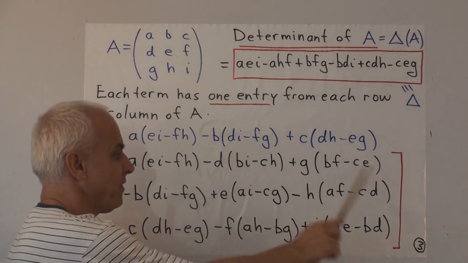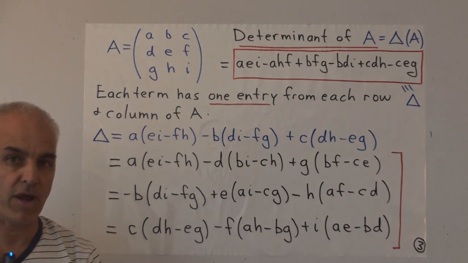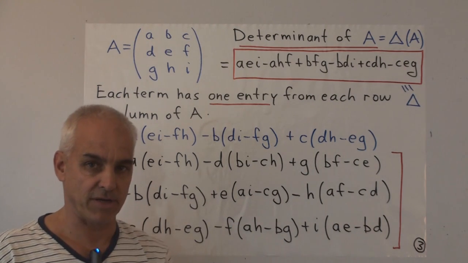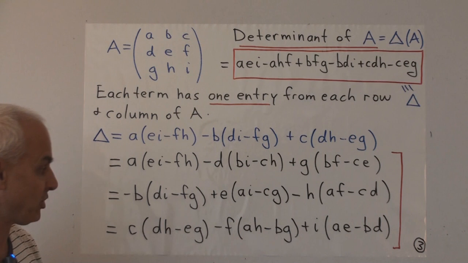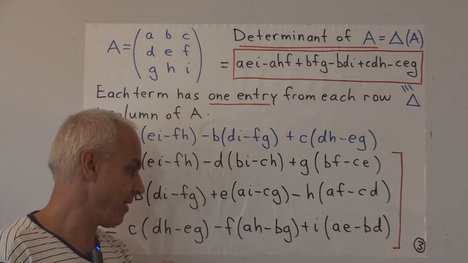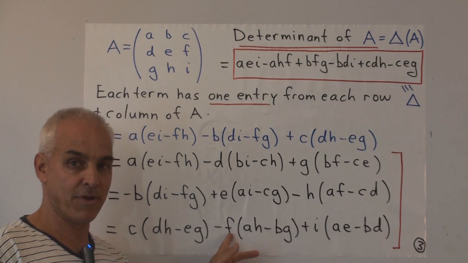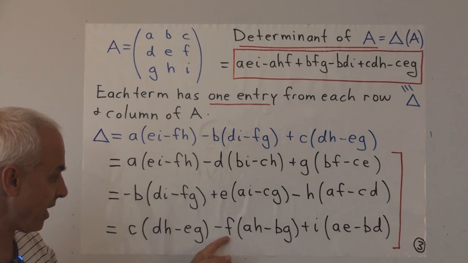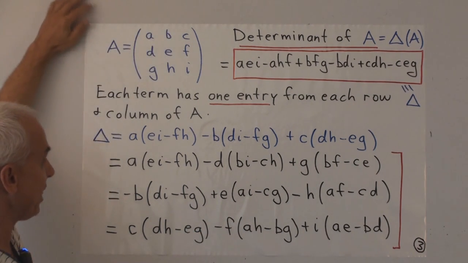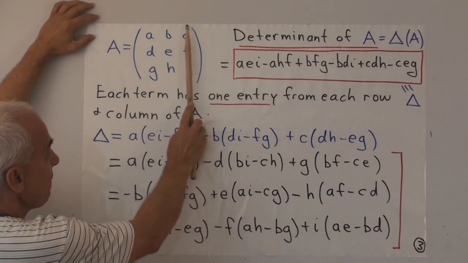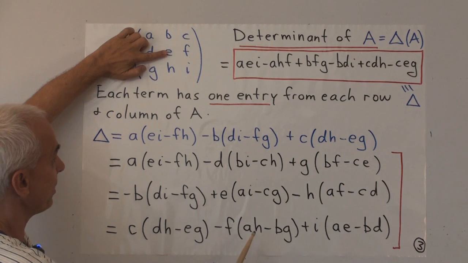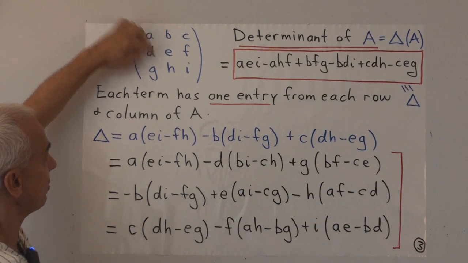And in each one of these 3 last equations, I want you to check that each one of these coefficients is a 2 by 2 determinant. And it's exactly the 2 by 2 determinant that you get by eliminating the row and column through the entry in front of it. So for example, this thing here, the F is right here. If we eliminate the row and column through F, we're left with the matrix A, B, G, H, and its determinant is AH minus BG.